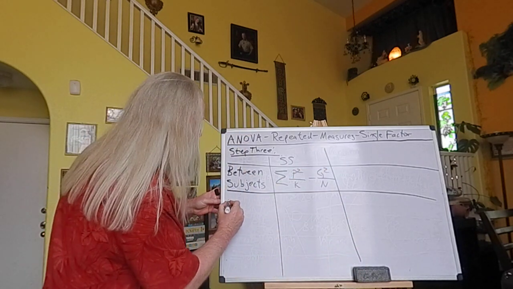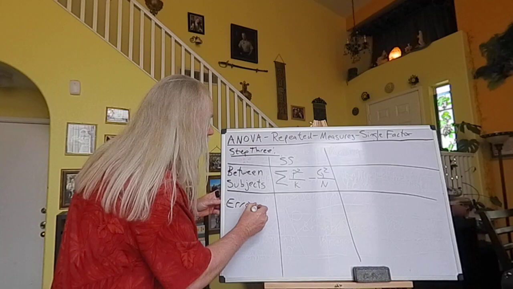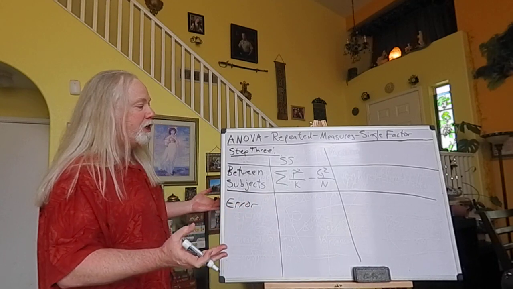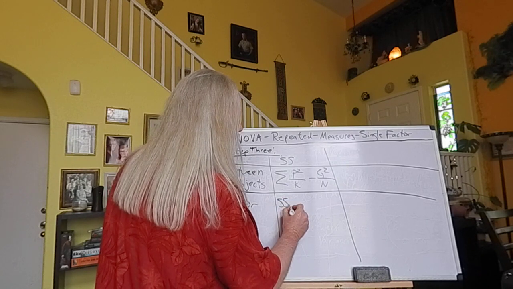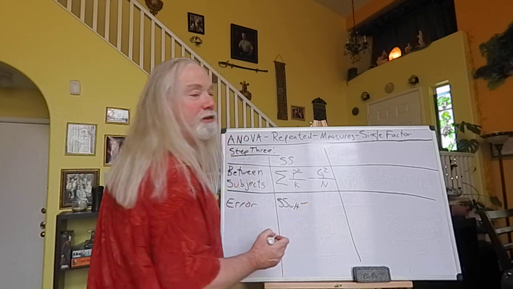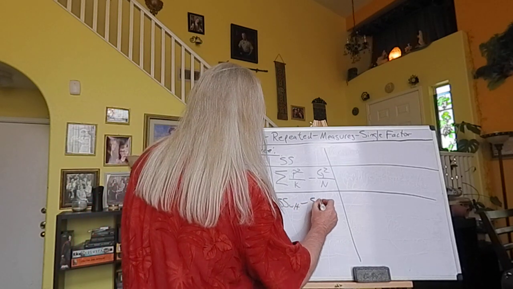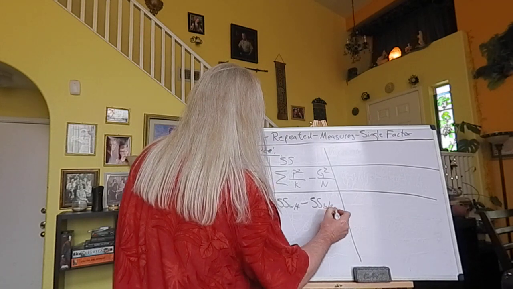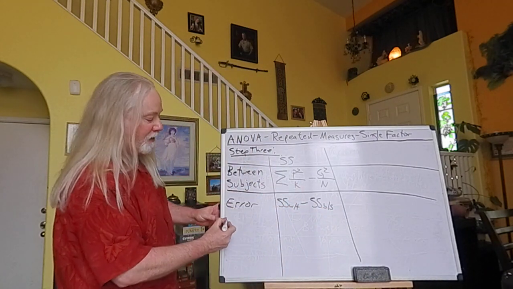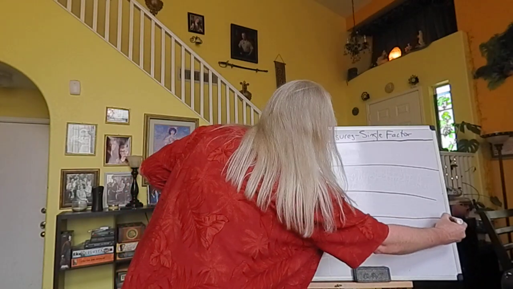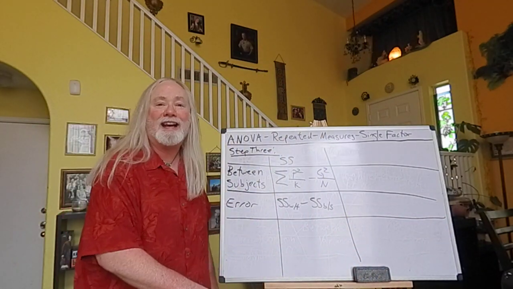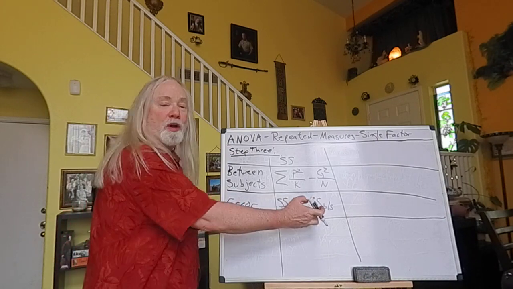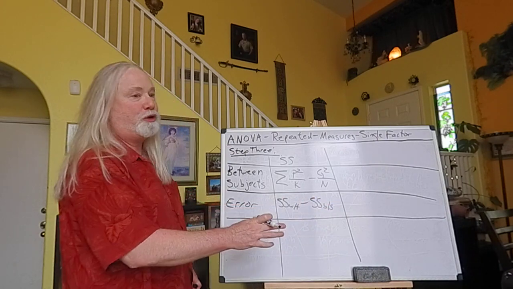Then to calculate the error, our residual error or our error term, literally all we're going to do is take our sums of squares within treatments and subtract out of it the sums of squares between subjects, this thing we just calculated. So I mean it quite literally. We're going to calculate individual differences and just subtract it out of the study. So there's no other way to get to this. You just straight up subtract it.